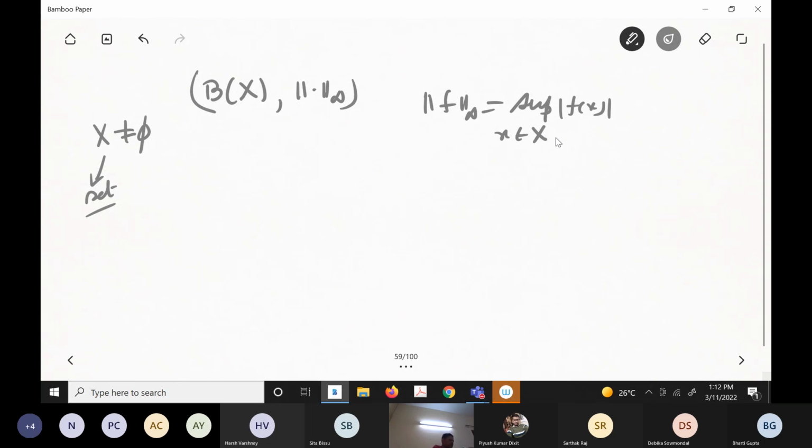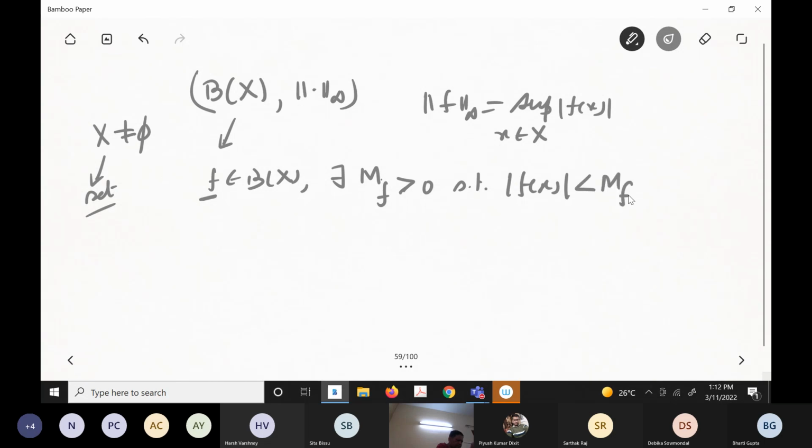Okay. Now look, in the Ascoli-Arzela theorem, two things come. They call it so-called uniformly bounded. Now look, here I'm taking bounded. So if f belongs to B(X), there exists M. This M will depend on f, such that |f(x)| is at most M, since this is a bounded function. But this will depend on f. That means if you change f, in general this value will change.